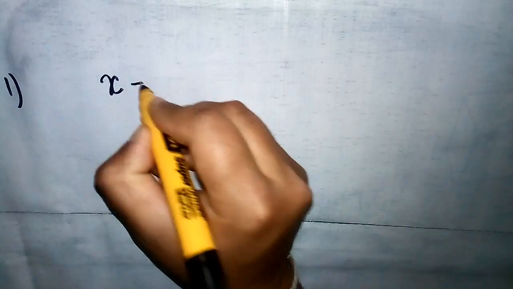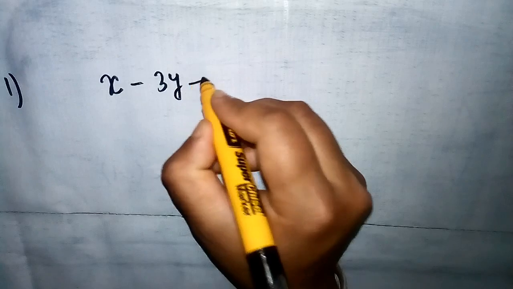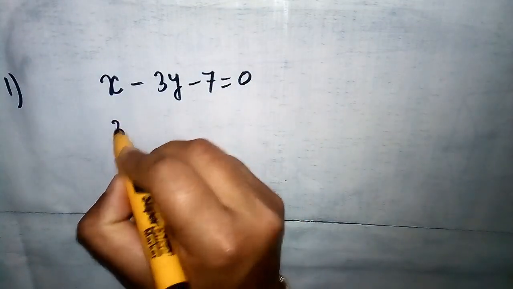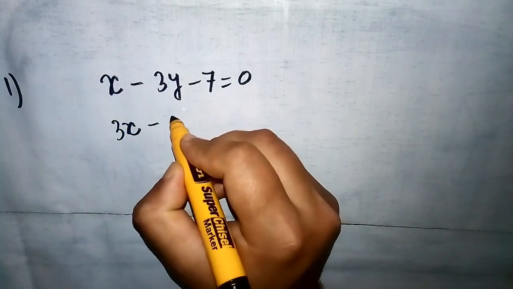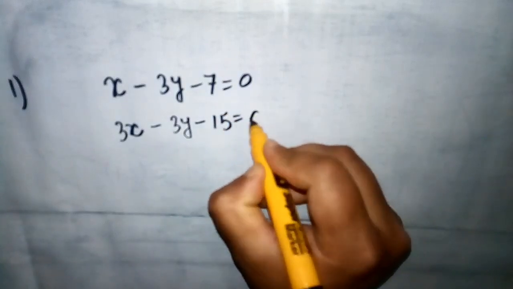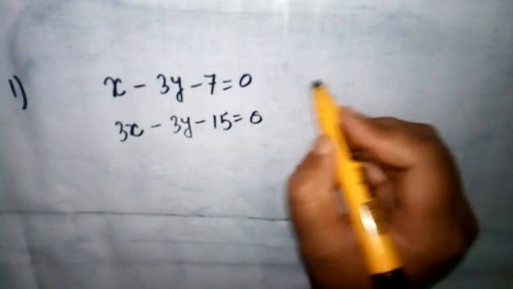x minus 3y minus 7 equals to 0 and 3x minus 3y minus 15 equals to 0. So for that I took the most general form, that is a1x plus b1y equals to c1 and a2x plus b2y equals to c2. So remember, we have to convert our equation in this form.